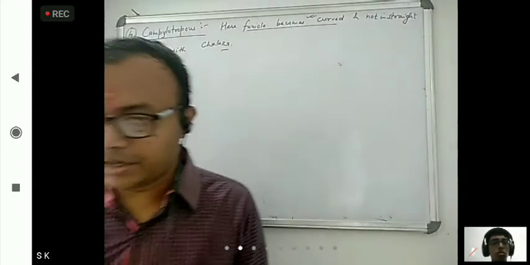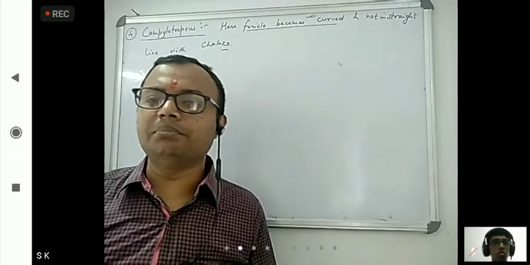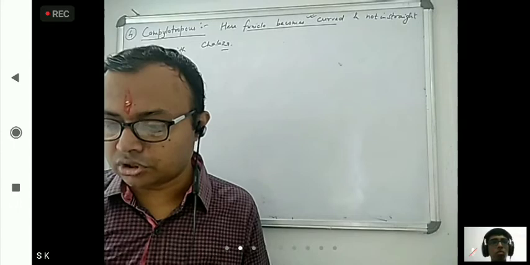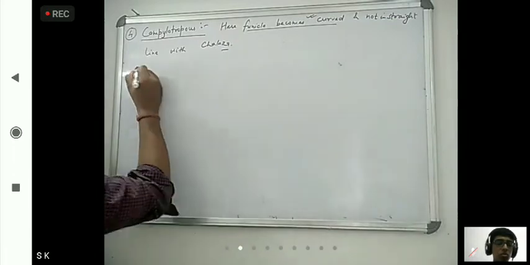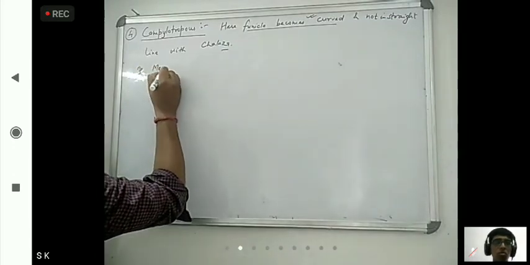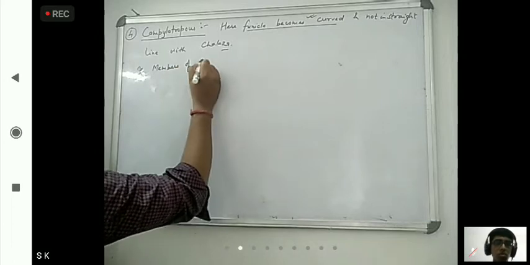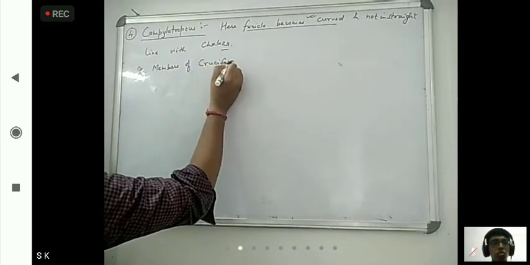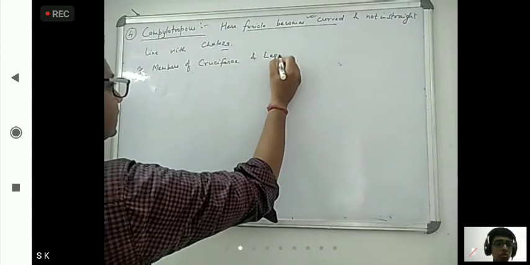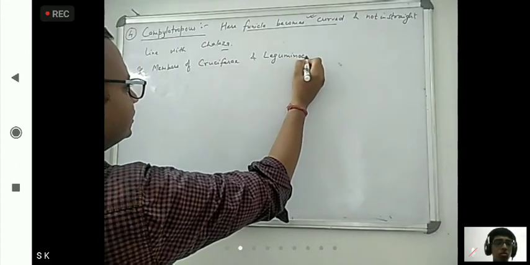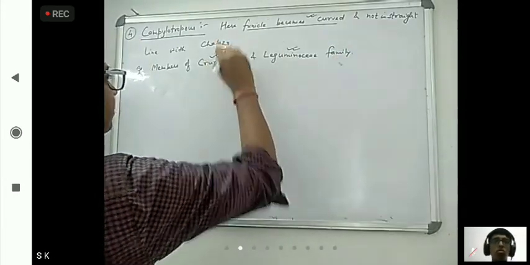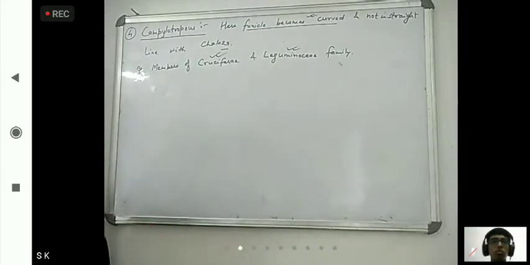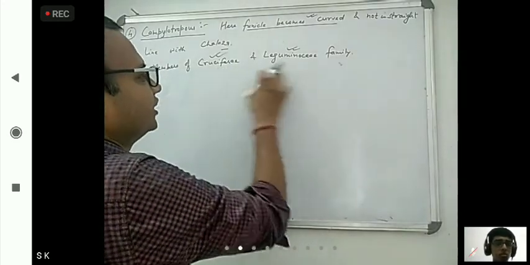Campylotropus. And here you can see that examples are members of Cruciferae and Leguminosae family. This you have to remember. Okay, what are the members that belong to Campylotropus? Members of Cruciferae and Leguminosae.